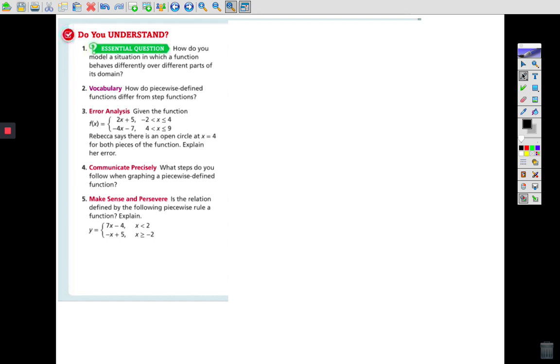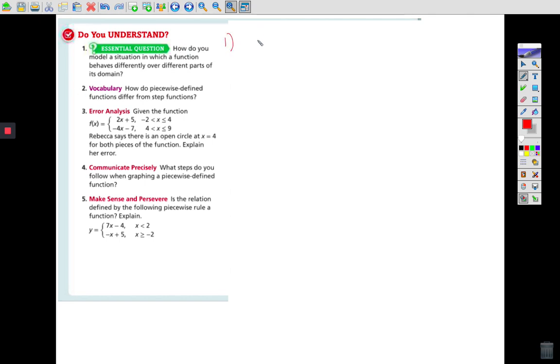First problem says, how do you model a situation in which a function behaves differently over the different parts of its domain? So that's basically what we've been talking about all week, is we've been modeling these type of situations where different functions behave differently over certain parts of domains.